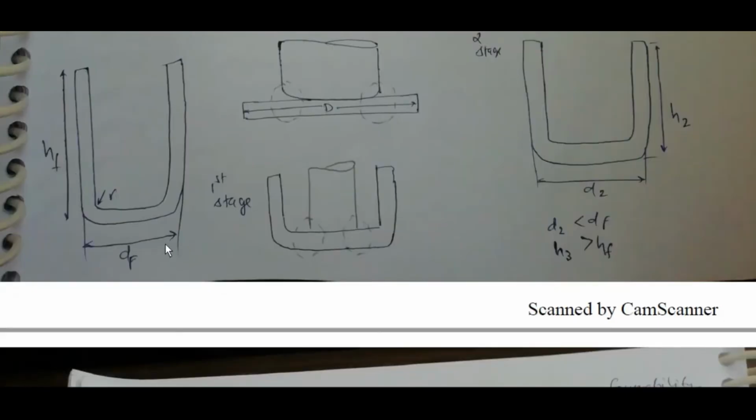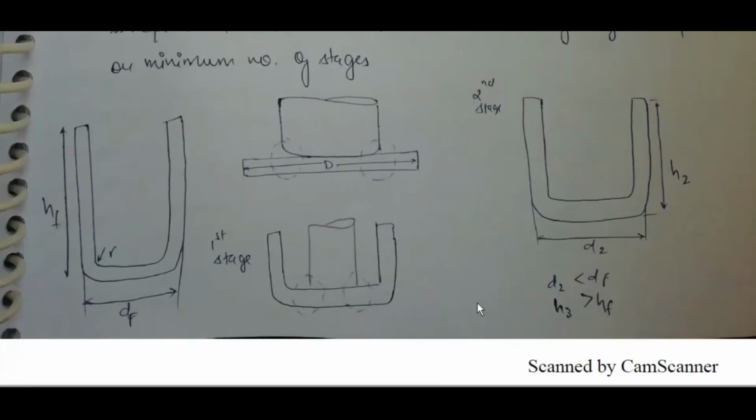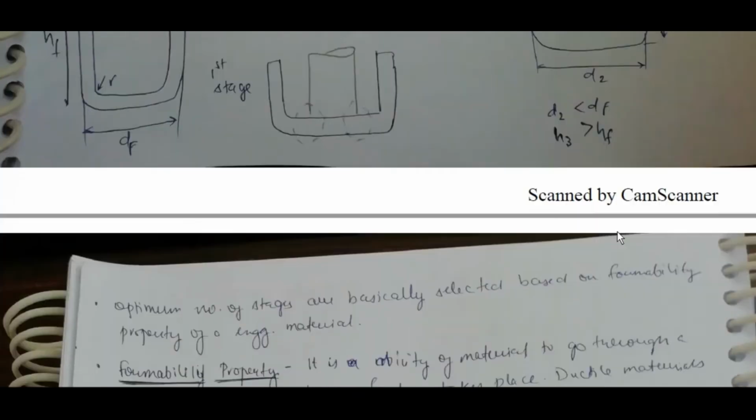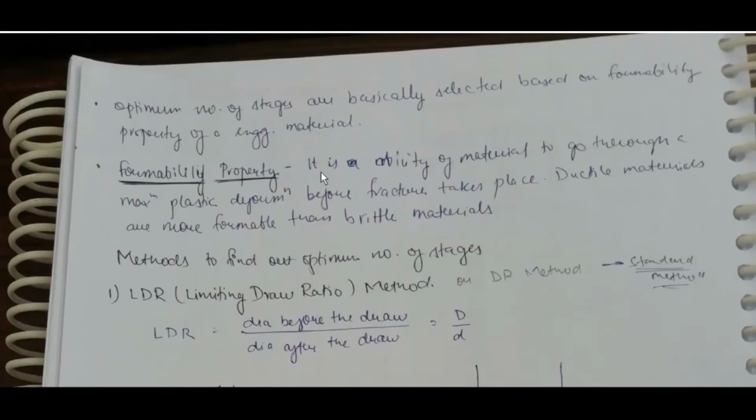Final component HF, DF; first stage D1, H1; second stage D2, H2; D2 less than DF, H2 greater than HF. The optimum number of stages is basically selected based on the formability property of the engineering material. Formability property is the ability of a material to go through maximum plastic deformation before fracture takes place. Ductile materials are more formable than brittle materials.